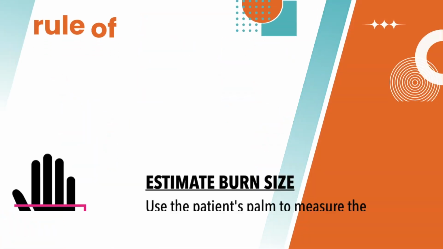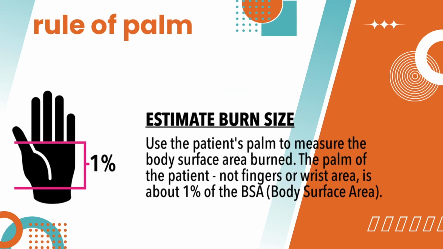Next is the rule of palm. Rule of palm has different schools of thought. One says 1 percent for the palm excluding the fingers. Another school of thought is that in children, we can consider the palm without the fingers as 0.5 percent. Including the fingers, then we can take it as 1 percent in children. Always remember in the rule of palm, we are using the palm of the patient, not the examiner's.